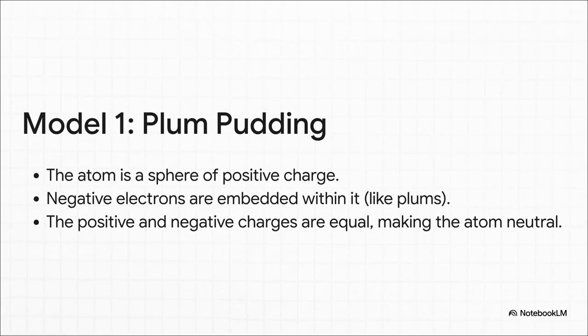So how are these little pieces arranged? Well, the first big guess came from J.J. Thomson. He imagined the atom as a plum pudding, or maybe a watermelon, a big ball of positive charge with these tiny negative electrons just dotted throughout it, making the whole thing electrically neutral.